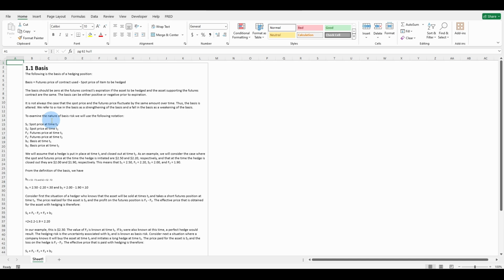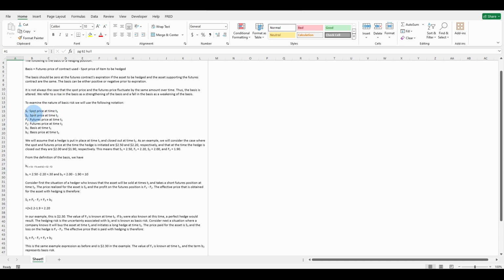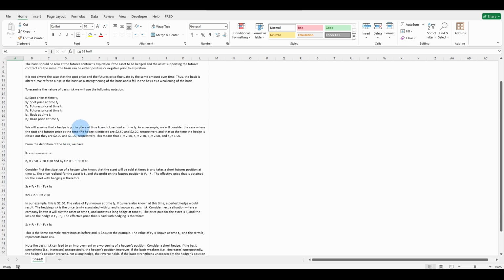To examine the nature of the basis risk, we will use the following notation. Spot price at time 1, spot price at time 2, futures price at time 1, futures price at time 2, basis at time 1, basis at time 2. We'll be looking for a change here, it seems. We will assume that a hedge is put in place at time T1 and closed out at time T2.